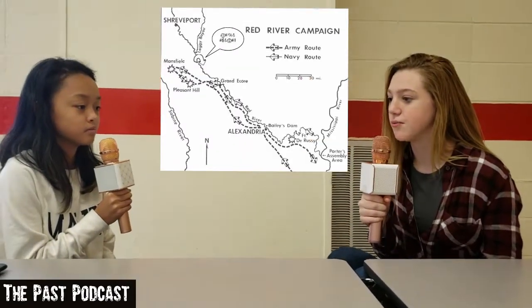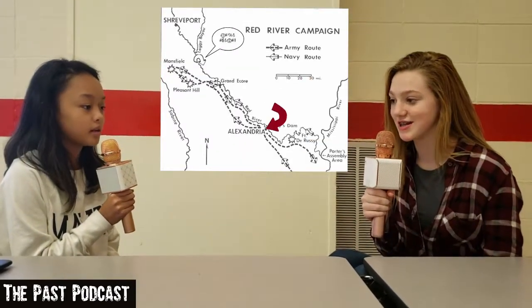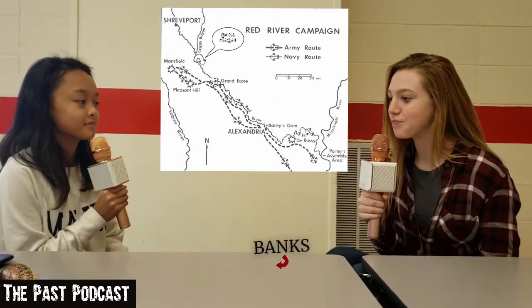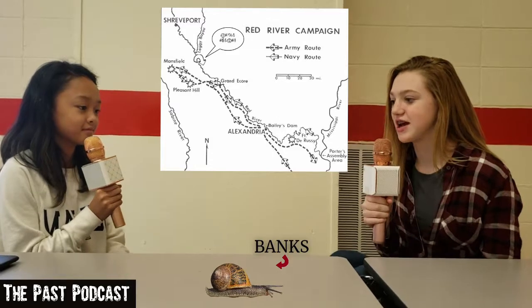Oh no, what went wrong? Okay, the plan was to have Admiral David Porter take some gunboats down the river as General Nathaniel Banks led men down the western shore. At first, everything was pretty good because they were able to capture Alexandria. But Banks was going way too slow, and he even stayed away from the river so much that the gunboats couldn't protect them from potential threats.